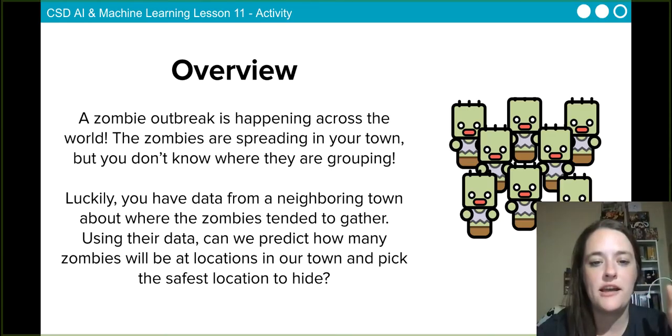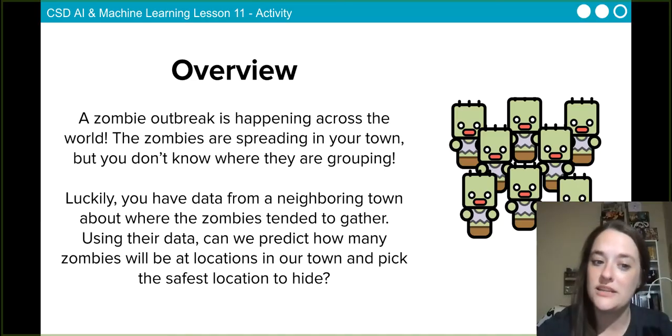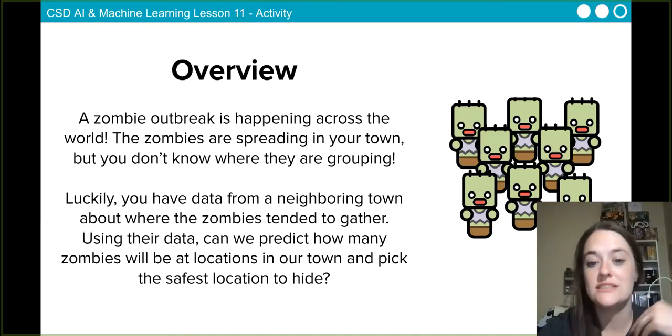A zombie outbreak is happening across the world. The zombies are spreading in your town, but you don't know where they are grouping. Luckily, you have data from a neighboring town about where the zombies tended to gather. Using their data, can we predict how many zombies will be at locations in our town and pick the safest location to hide?